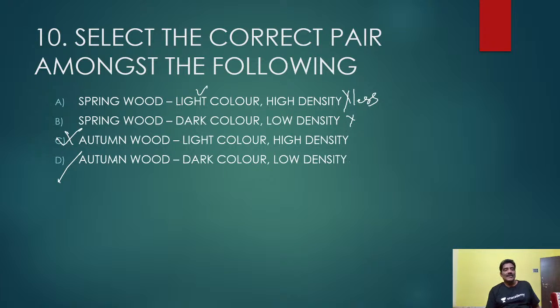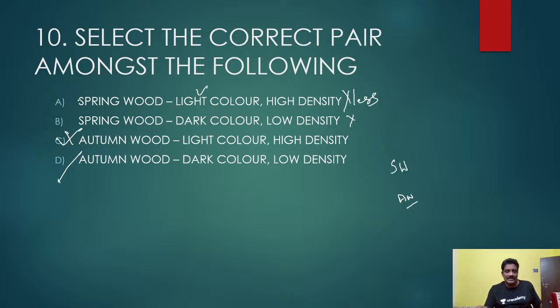One point you have to remember. In spring season, secondary xylem is formed. It is having more number of vessels. Vessel number is more in spring wood. In autumn wood, vessel number is less. Why? Because in autumn there is no availability of water. In spring season water is available. So the secondary xylem vessels formed here are more in number than in autumn wood.